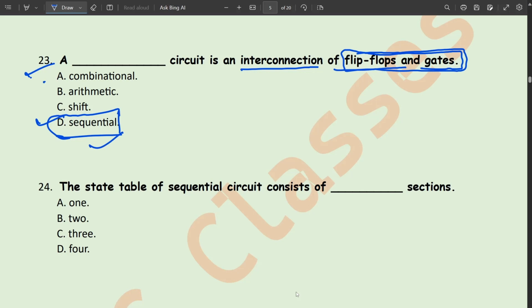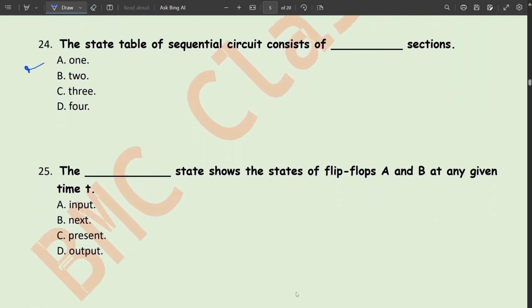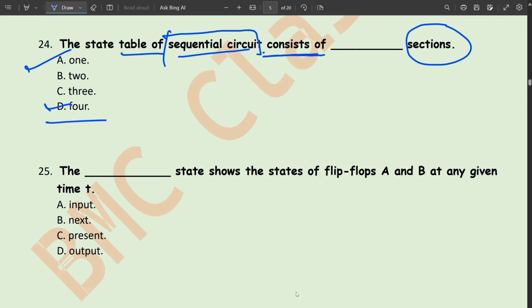This was the first question in the previous video. Next, the state table of a sequential circuit consists of how many sections? The answer will be 4. Option D is correct. Next.